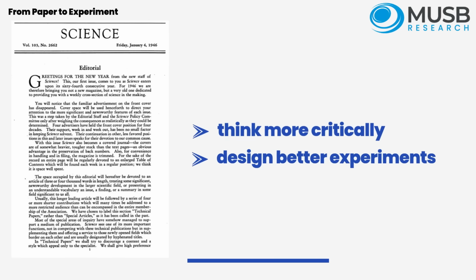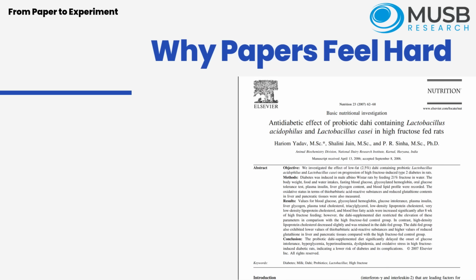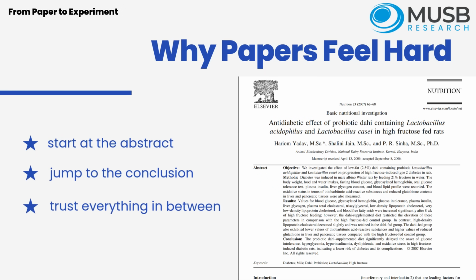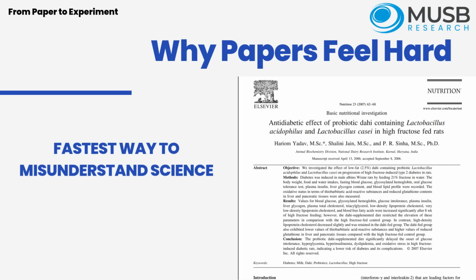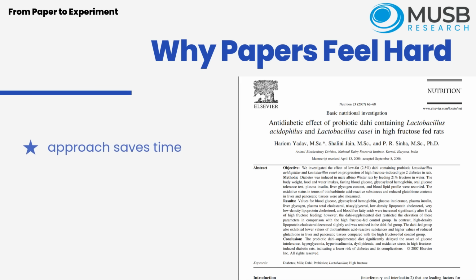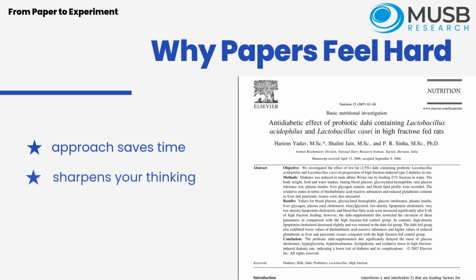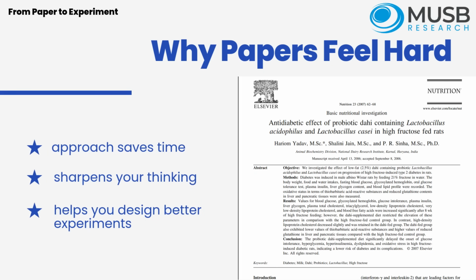Let's begin. Most people read scientific papers passively. They start at the abstract. They jump to the conclusion. And they trust everything in between. That is the fastest way to misunderstand science. In this video, we're going to show you how experienced scientists actually read papers. This approach saves time, it sharpens your thinking, and it helps you design better experiments. Once you learn this, papers stop feeling overwhelming.